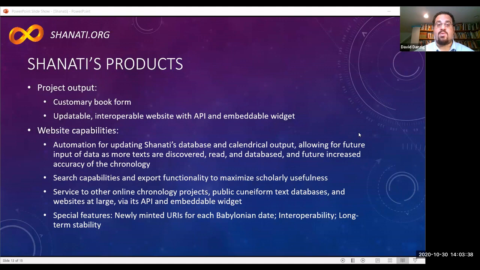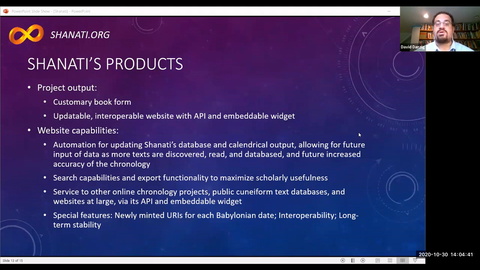Our website, Shanati.org, will contain automation to make the chronology extensible in the future, with the creation of an automated mechanism for updating Shanati's database and calendrical input and calendrical output. The website will allow for future input of data as more texts are discovered, read, and databased. Consequently, as more textual evidence becomes available in the future, the chronology will continue to improve in its accuracy. Furthermore, the website's advanced search capabilities will give the complete trail of evidence for each date, and its export functionality will maximize the usefulness of Shanati's chronology for scholars, all the while being freely publicly available.